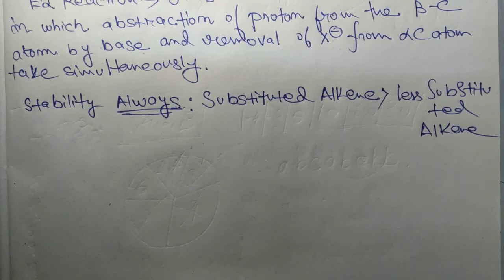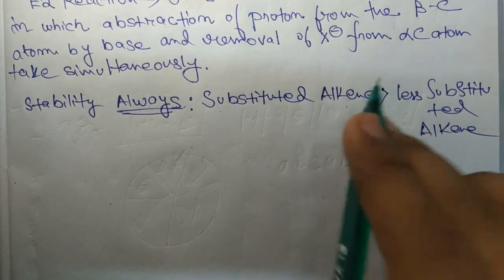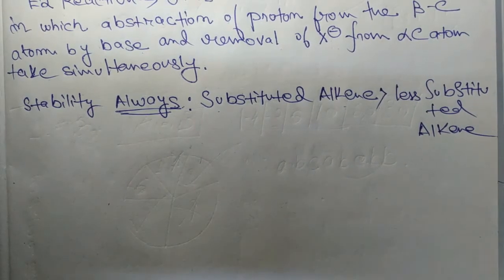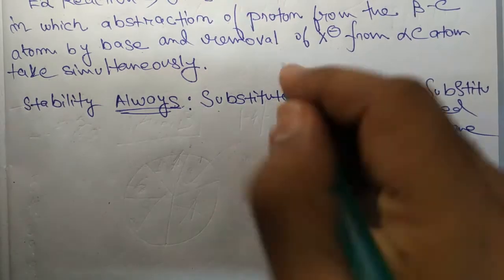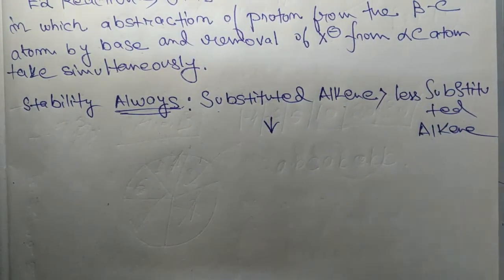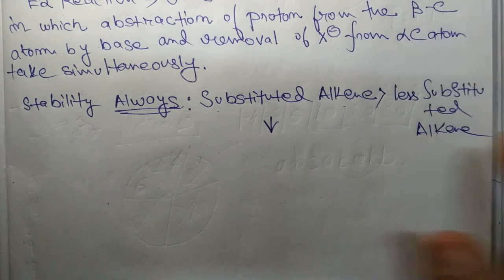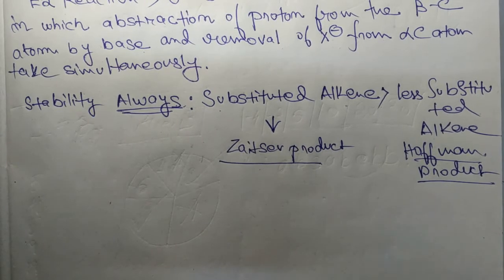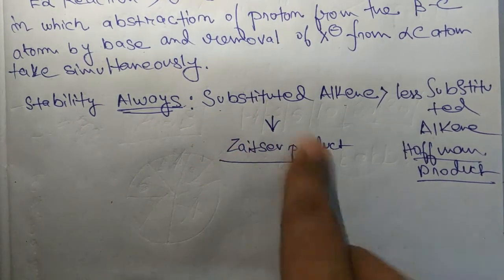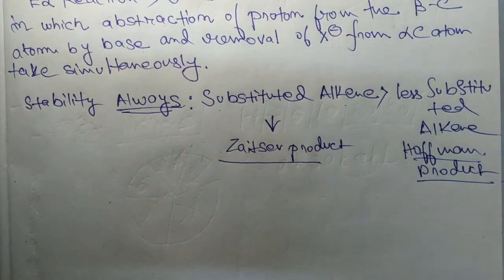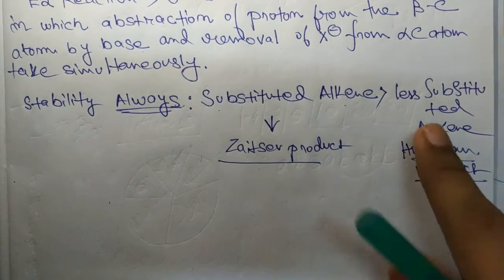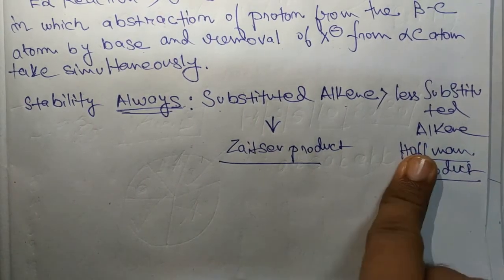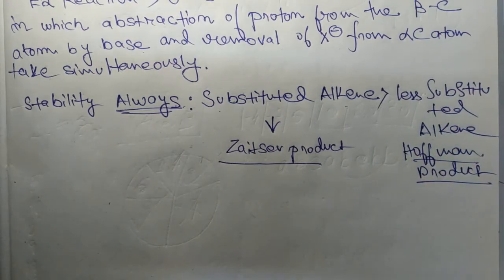Friends, always remember that a more substituted alkene is far more stable than a less substituted alkene. In dehydrohalogenation, the more substituted alkene is called the Zaitsev product and the less substituted product is called the Hofmann product. Particularly, dehydrohalogenation always forms the Zaitsev product, or the more substituted alkene, but in three cases it forms the less substituted alkene. So we will see the three cases in which dehydrohalogenation forms the less substituted alkene.